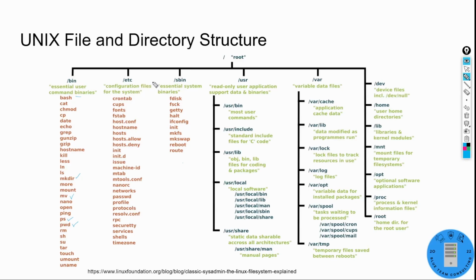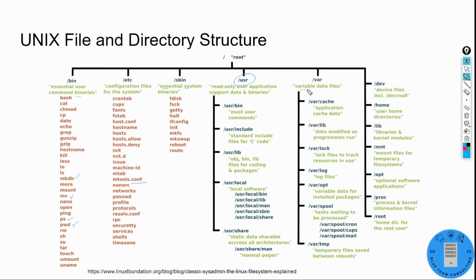Etc, this is going to store your configuration files for the system. Configuration files mostly end in .conf, short for configuration. Sbin, instead of just binaries like bin, the S is for essential system binaries. User, that's all of our user information. Read-only user applications and support data and binaries. User bin, user include, user lib, local, user share. These can go pretty in depth.